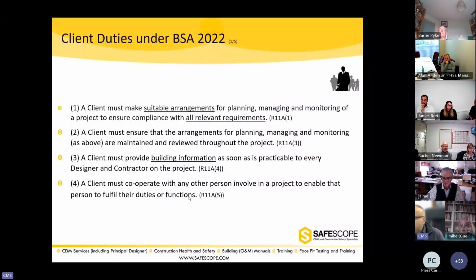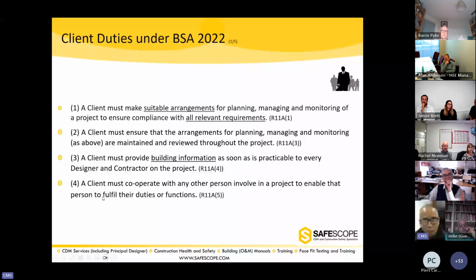So the client has to make suitable arrangements for planning, managing, and monitoring of a project to ensure compliance with all relevant requirements. We already said the relevant requirements are huge, and believe me, they are huge. In terms of the building regulations, a client must ensure the arrangements for planning, managing, and monitoring as above are maintained and reviewed throughout the project, goes without saying.